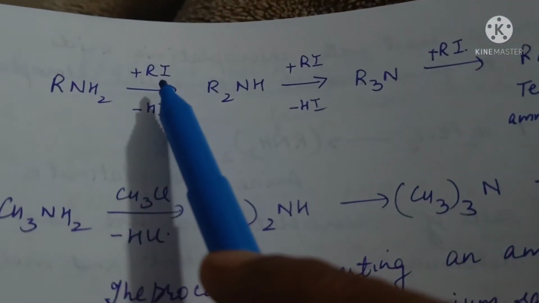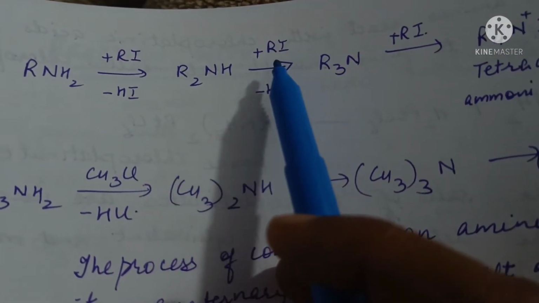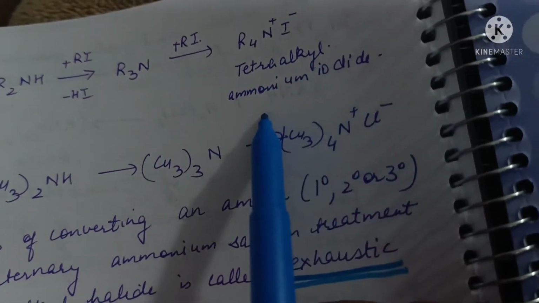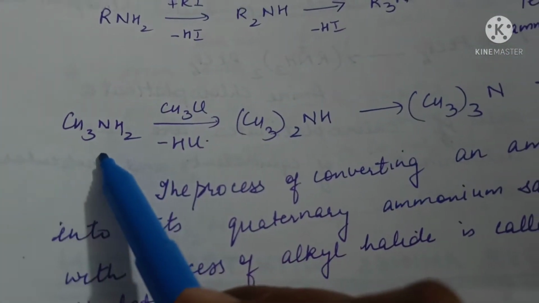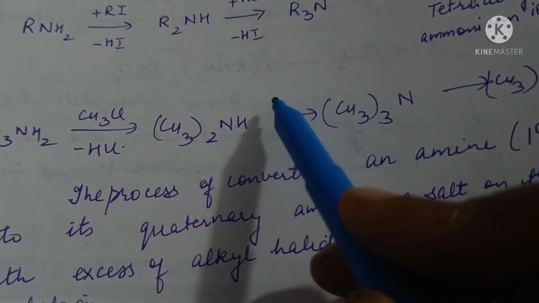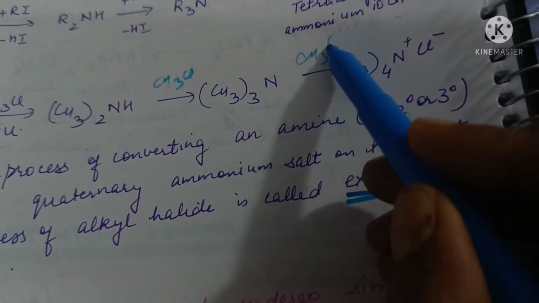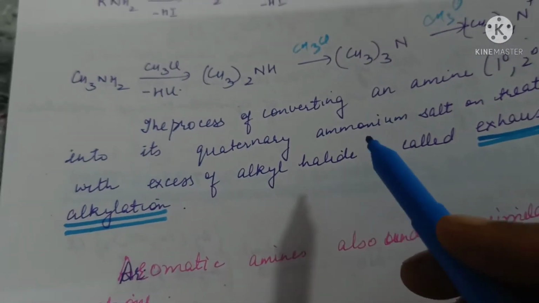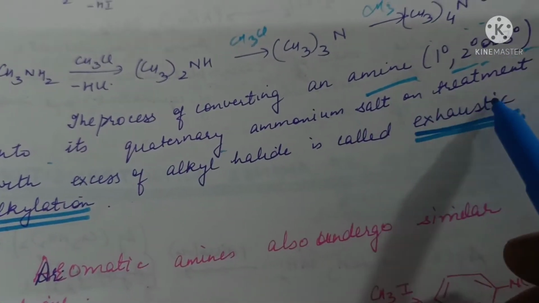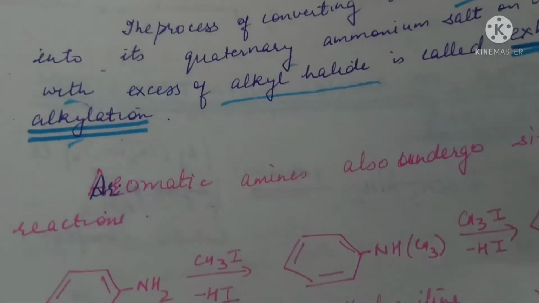So primary amine, when it reacts with alkyl iodide, will give off HI and form secondary amine. Again with alkyl halide it will form tertiary amine. Again with alkyl halide it will form tetraalkyl ammonium iodide. Similarly, methylamine with methyl chloride will form dimethylamine. With another molecule of methyl chloride will form trimethylamine. Another molecule of methyl chloride will form tetramethyl ammonium chloride. The process of converting an amine, primary, secondary or tertiary, into its quaternary ammonium salt on treatment with excess of alkyl halides is called exhaustive alkylation.